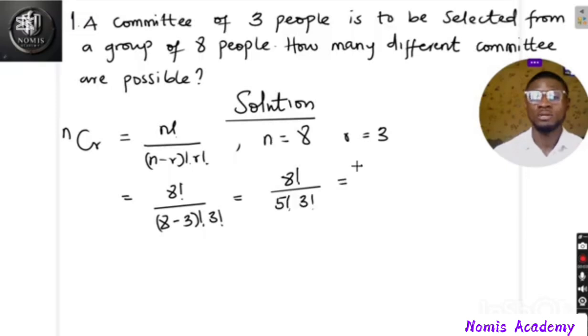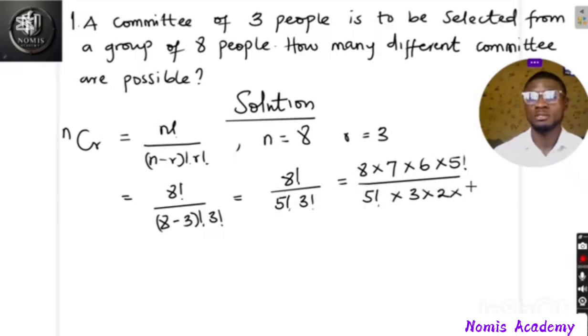Remember 7 factorial is 7 times 6 times 5 factorial... I can stop there, over 3 factorial multiplied by 5 factorial. I know 3 factorial is just 3 multiplied by 2 multiplied by 1, so 5 factorial cancels 5 factorial. I'm left with 8 multiplied by 7 multiplied by 6, divided by 3 multiplied by 2, which is 6. 6 times 1 is 6.